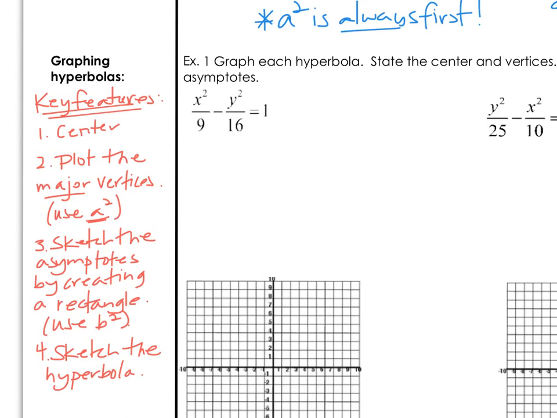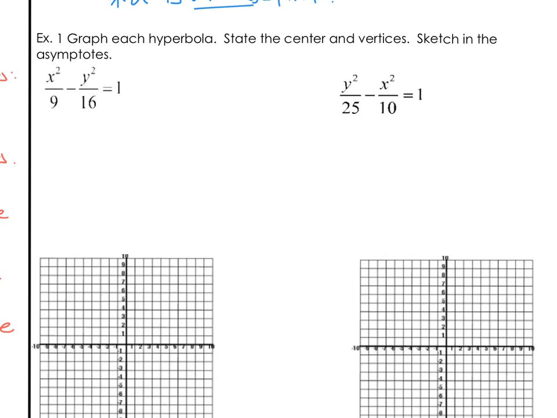So please make sure you have these steps written out on your paper, and then we'll move on to the two examples on the right. Graph each hyperbola. State the center and vertices. So we're going to actually just do all of the key features here. I should have key features written out. So we're just going to sketch all the key features, and then we'll draw in those asymptotes as well. We have x squared over 9 minus y squared over 16 is equal to 1.